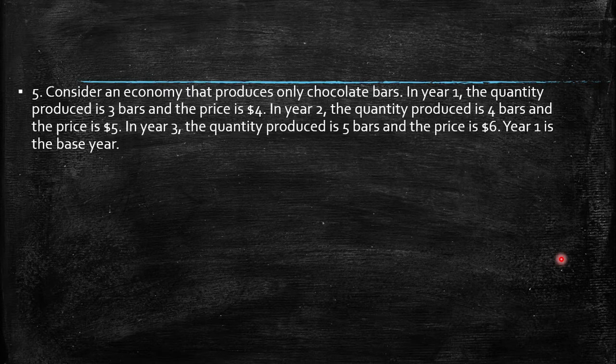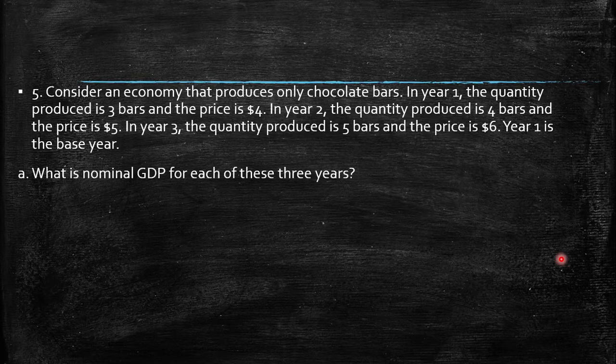And then question 5. Consider an economy that produces only chocolate bars, and in year 1 the quantity produced is 3 bars and the price is 4. In year 2 the quantity produced is 4 bars and the price is 5. In year 3 the quantity produced is 5 bars and the price is 6. Year 1 is the base year. So then, what is the nominal GDP for each of these 3 years?